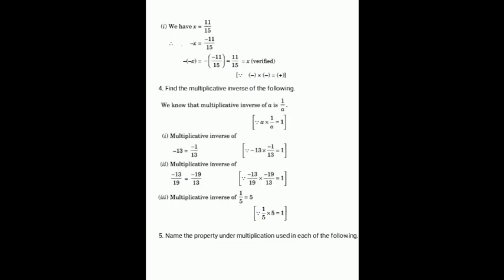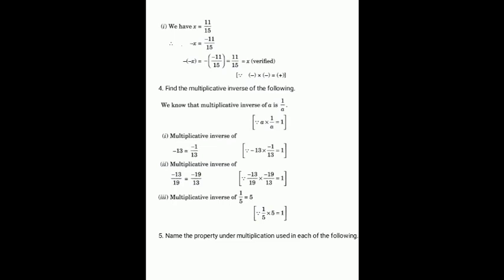Next, multiplicative inverse of negative 13 by 19. Here also, we will first get the multiplicative inverse 19 by negative 13. Clear? 19 by negative 13. But the denominator should be positive. Then we are multiplying by minus 1 by minus 1. So, the result is negative 19 by 13. Next, multiplicative inverse of 1 by 5. That you know, it is 5.